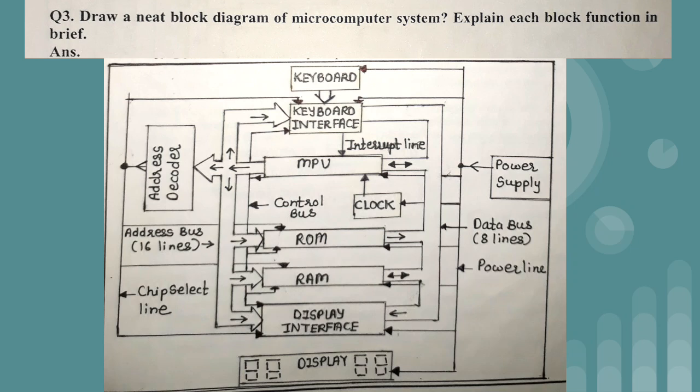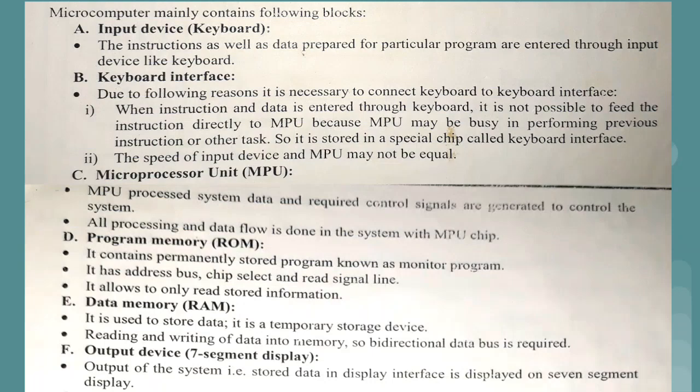Basically, interrupt lines are always connected to the microprocessor only, because as we have seen in the functions of the microprocessor, one function is to give the proper response to externally created interrupts. So how will the microprocessor come to know about the interrupts? Through the interrupt line only. And we have used 3 types of buses: data bus, control bus and address bus. Now we are going to see the functioning of each and every component.